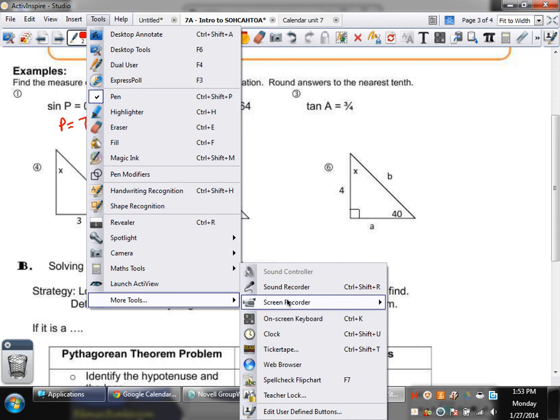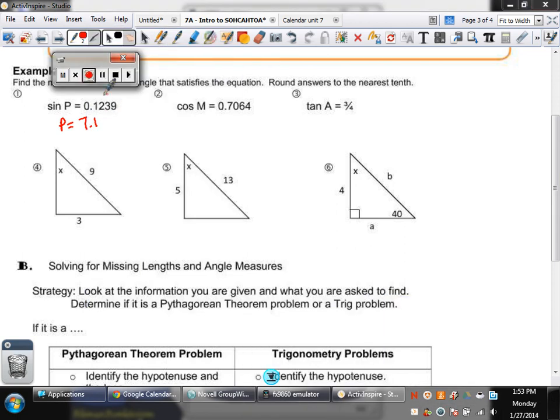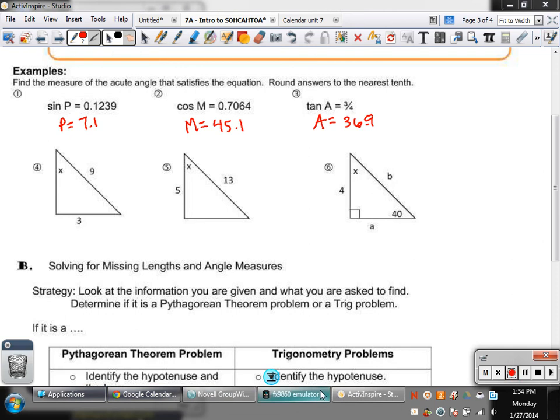Okay, try 2 and 3 on your own. Okay, we're back. There's the answers that I got. M equals 45.1 and A equals 36.9. Hopefully you got similar answers.